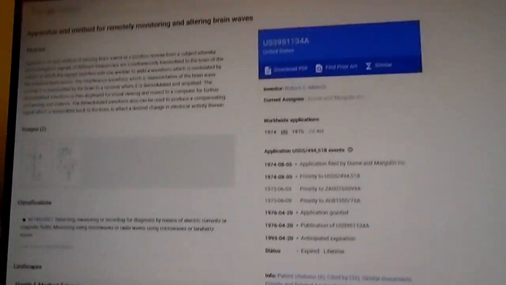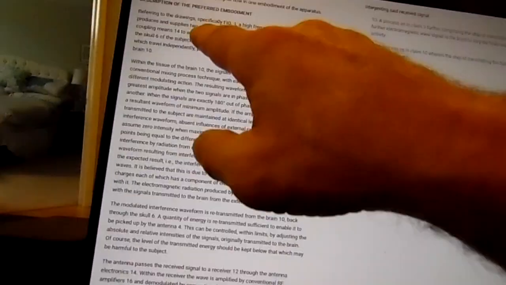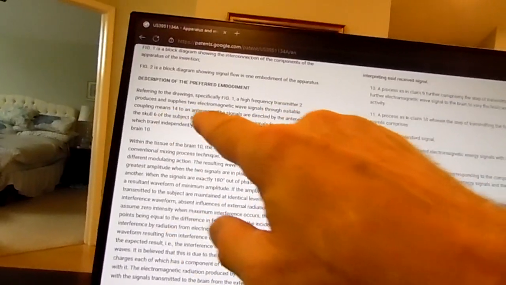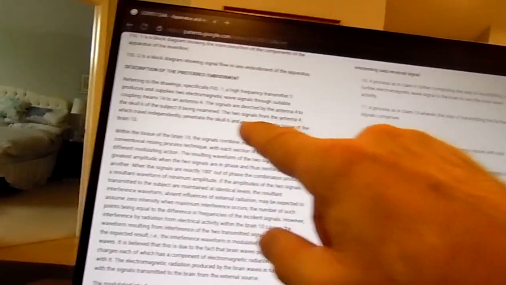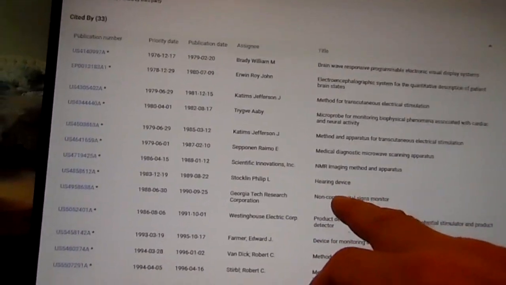Read it for yourself. Now, the thing about this is, if you scroll down here, this in here is where it tells you 110 megahertz. Okay, see? High frequency transmitter wave signals through suitable coupling, the antenna. It's basically for voice to skull. It's a microphone, an oscillator, a transformer, and a radar tower. That's all you need to do it. If you scroll down here, hearing device. All right.